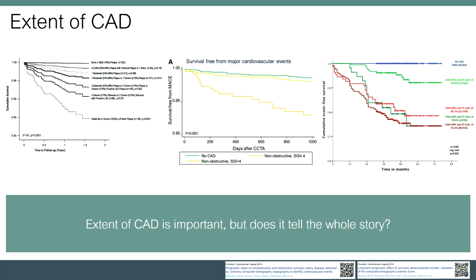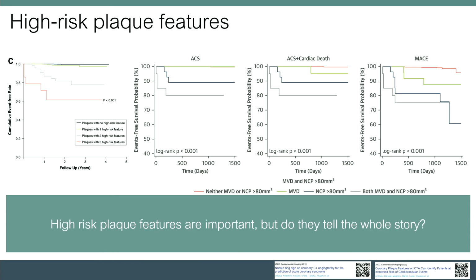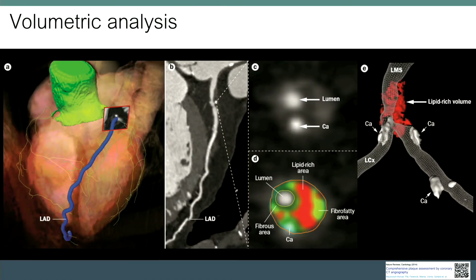But still, there's so much more information on the coronary CT scans. We can also describe coronary artery disease using adverse plaque characteristics, such as low attenuation, positive remodeling, or the napkin ring sign, or spotty calcification. And multiple studies have shown that these are all also predictive of later outcomes above and beyond the previously mentioned factors.